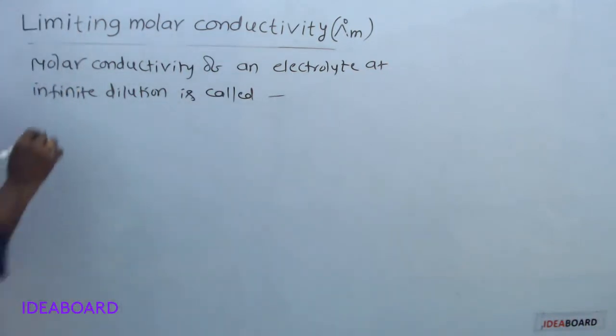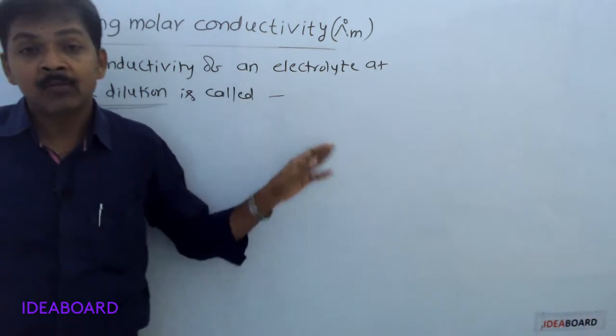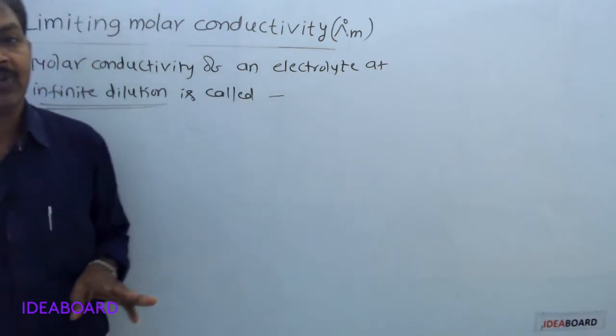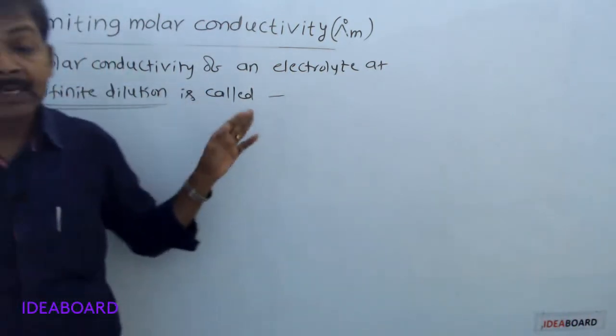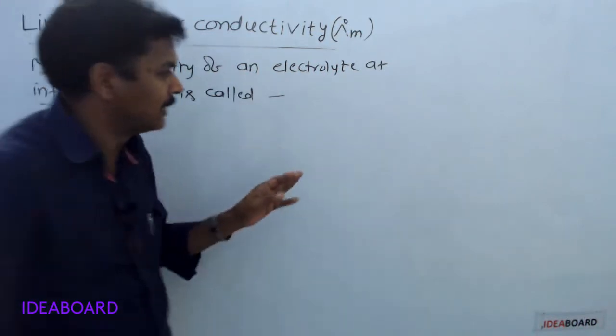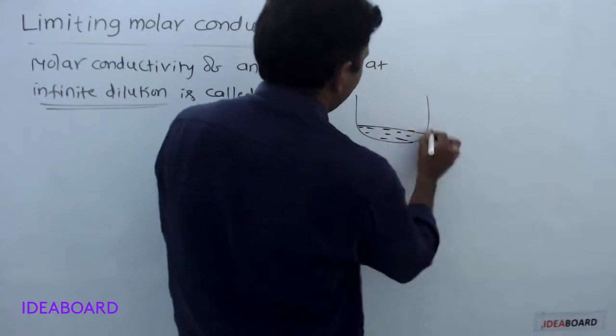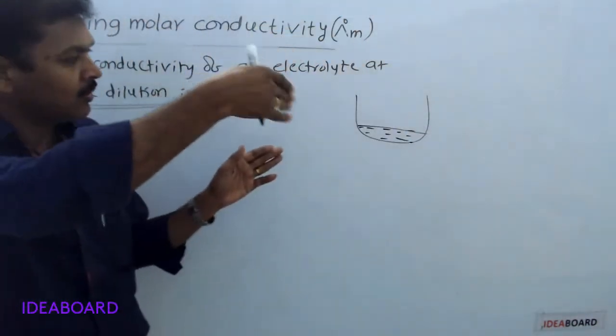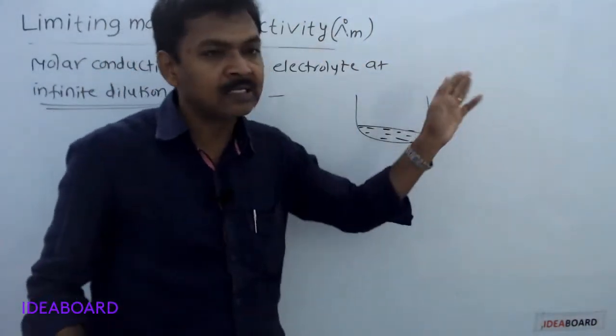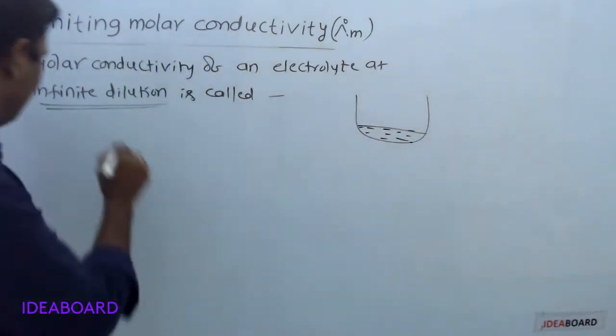See here, infinite dilution. Infinite dilution does not mean that an infinite amount of solvent is added. If we take 1 milliliter of electrolyte solution, 1000 liters or 2000 liters of solvent is not added.